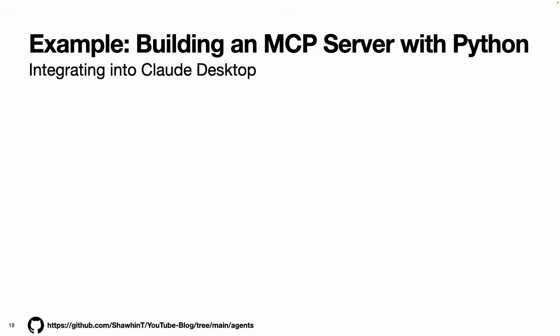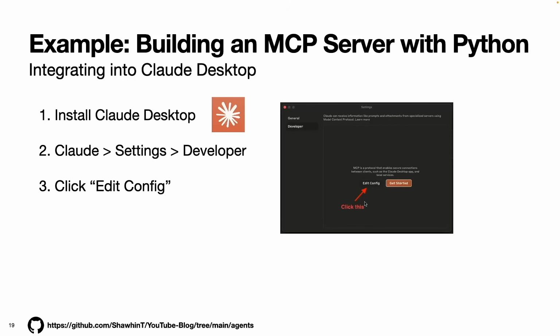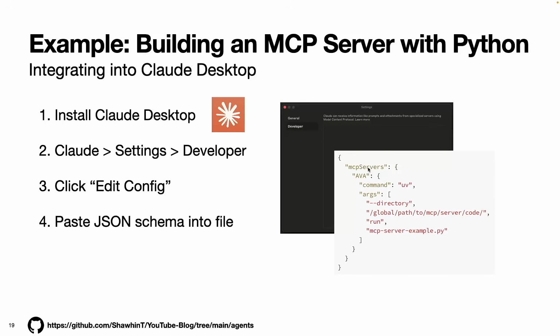So here, since I'm running it locally, I'll use Claude Desktop. To do that, you need to first have Claude Desktop installed. Next, you can go to the developer settings. On Mac, you just click on Claude, go to settings, click developer. This is what the settings screen looks like, and then you'll click this edit config button, and then you'll paste this JSON schema into the file that appears. And then finally, you'll quit out of Claude and relaunch it, and then you should see the integrations appear.